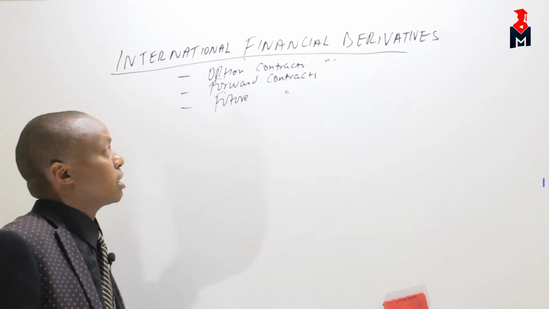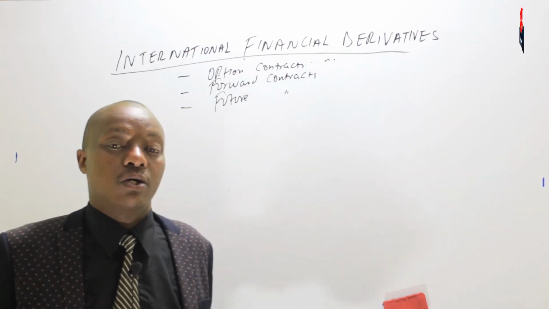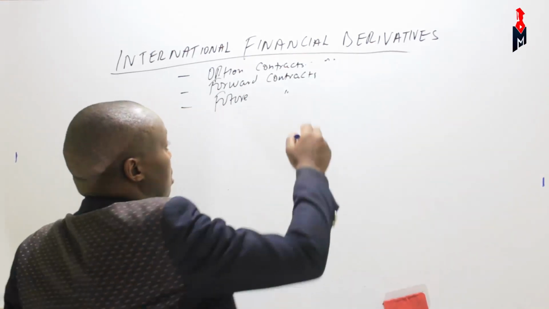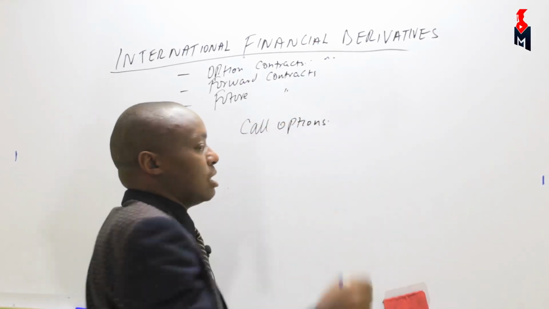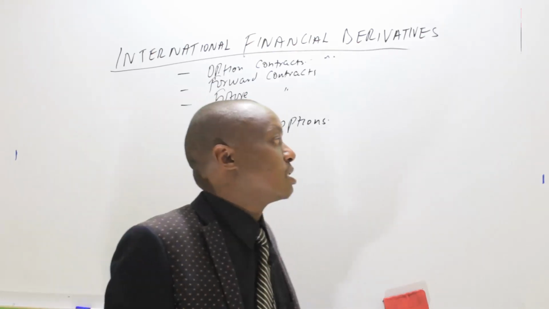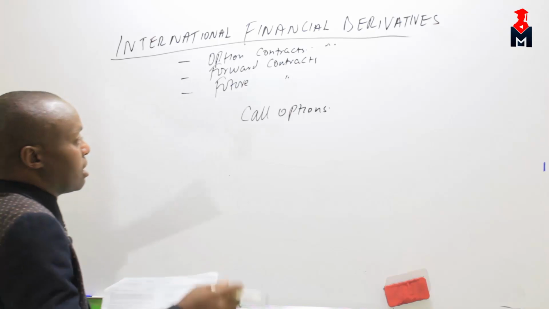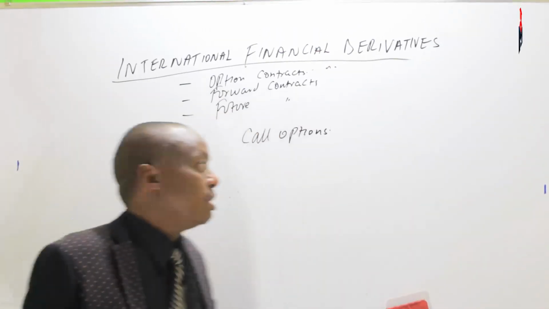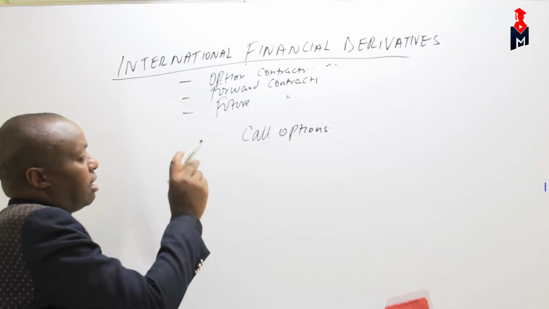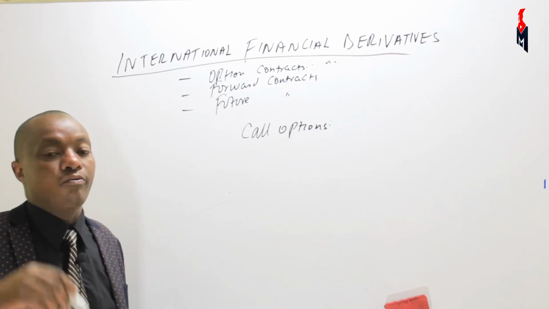Under option contracts, we said there are two types of option contracts. The first one, we call it call options. We say that this is a contract that gives a buyer an opportunity, or gives the buyer a right but not an obligation, to buy the security, the underlying assets, at a given exchange rate in future.